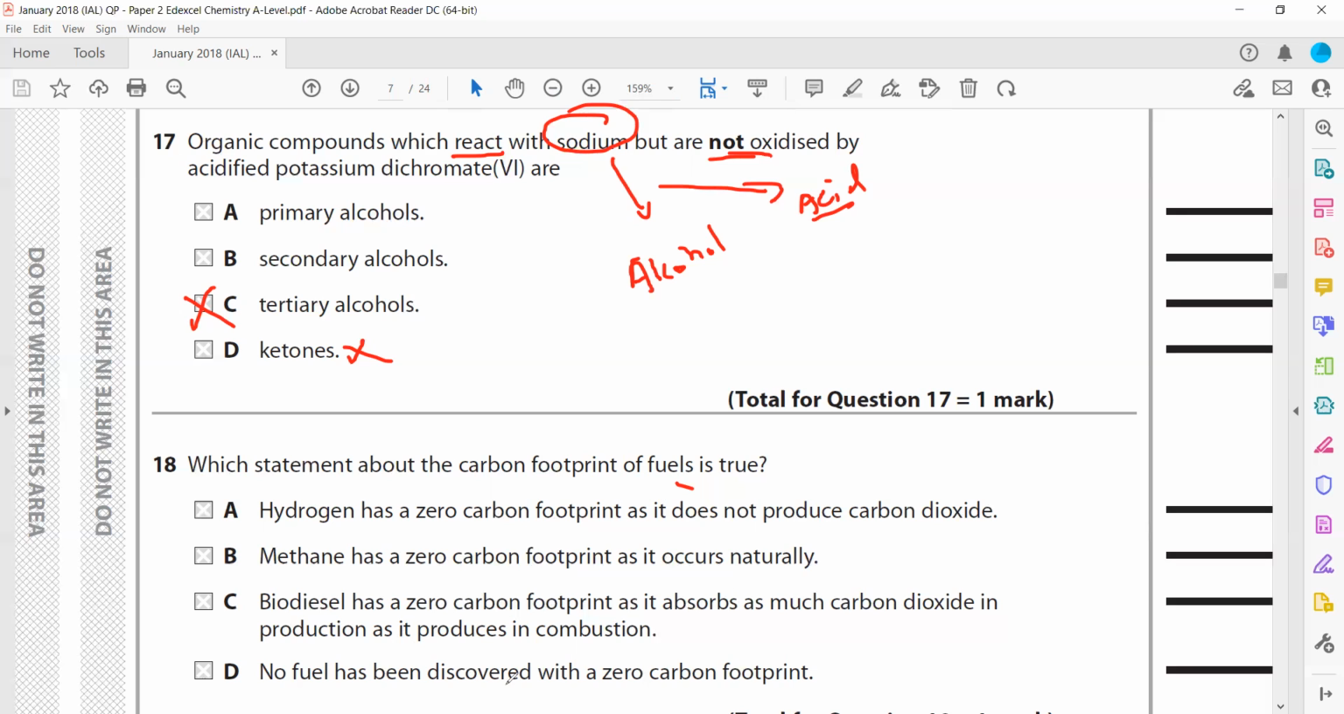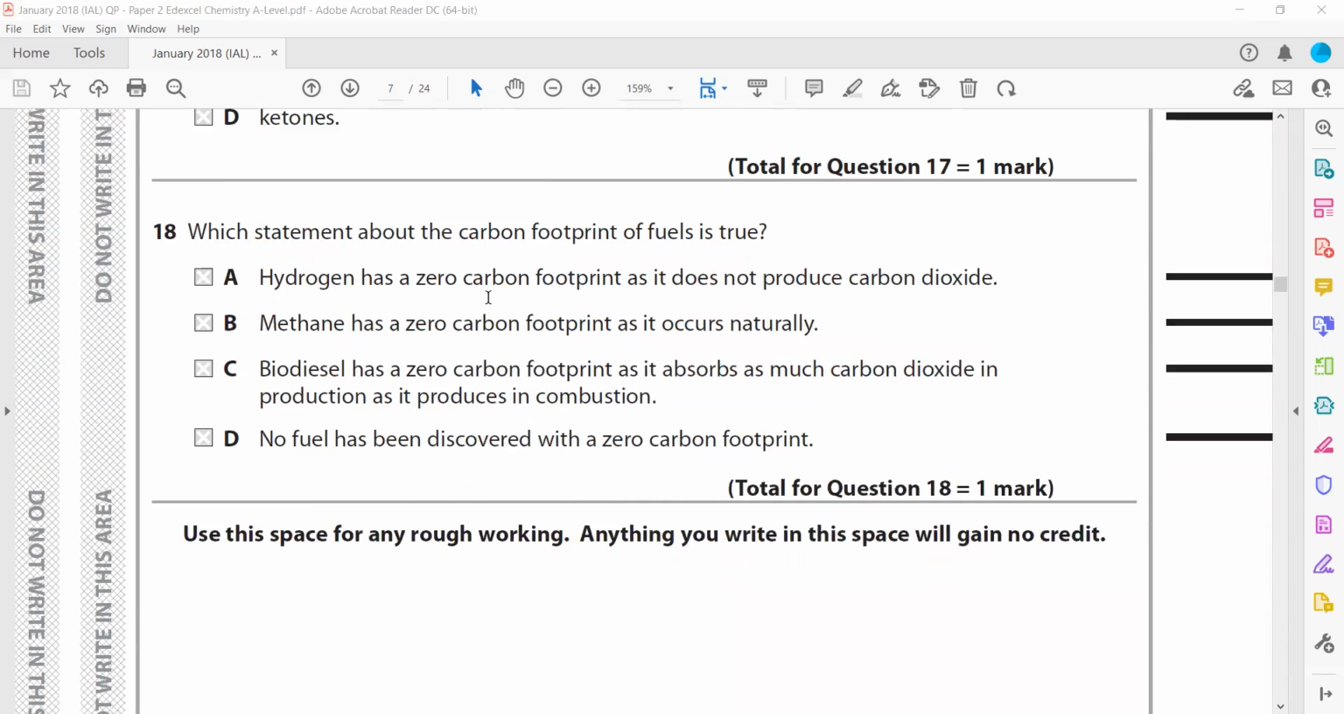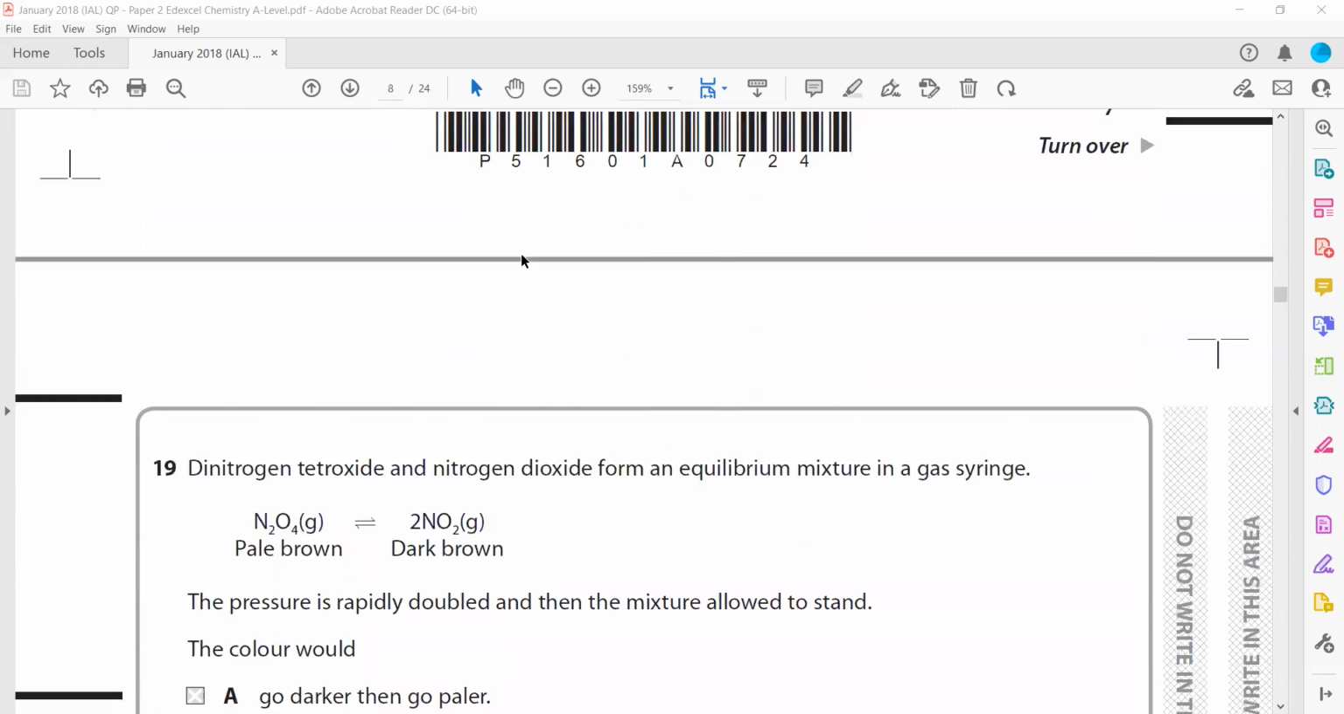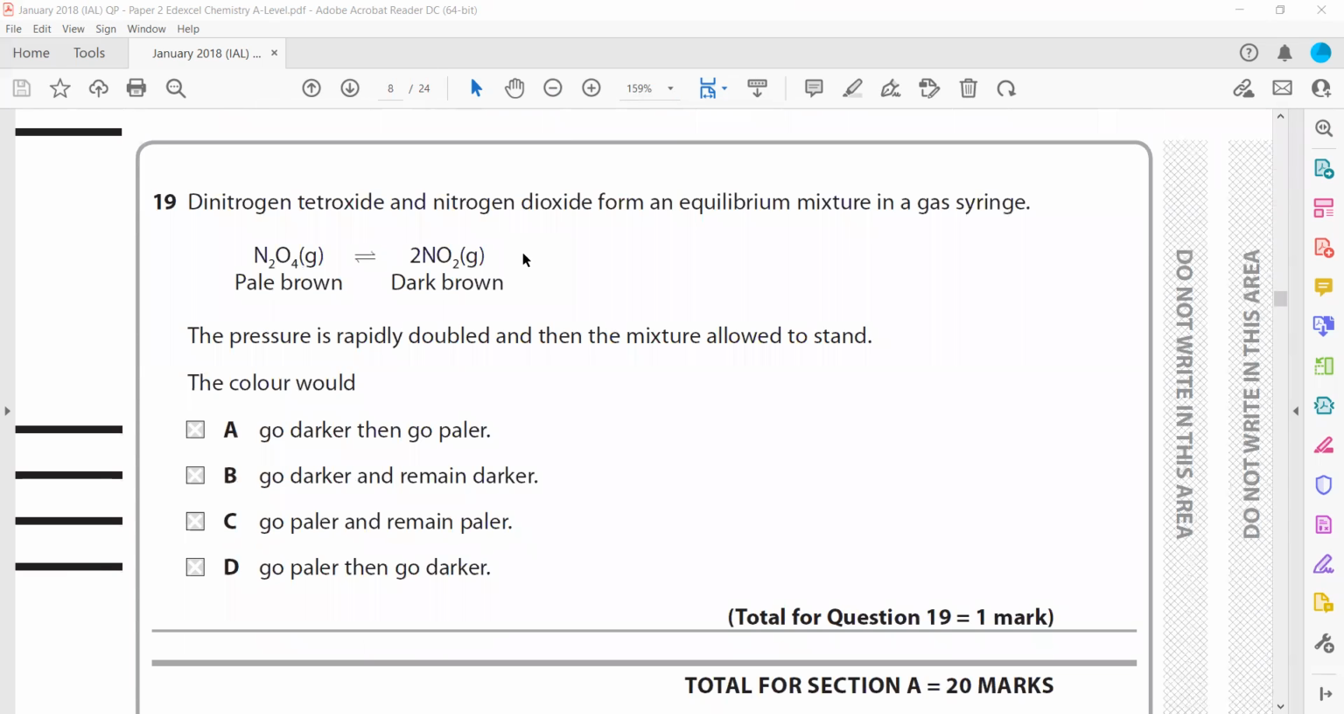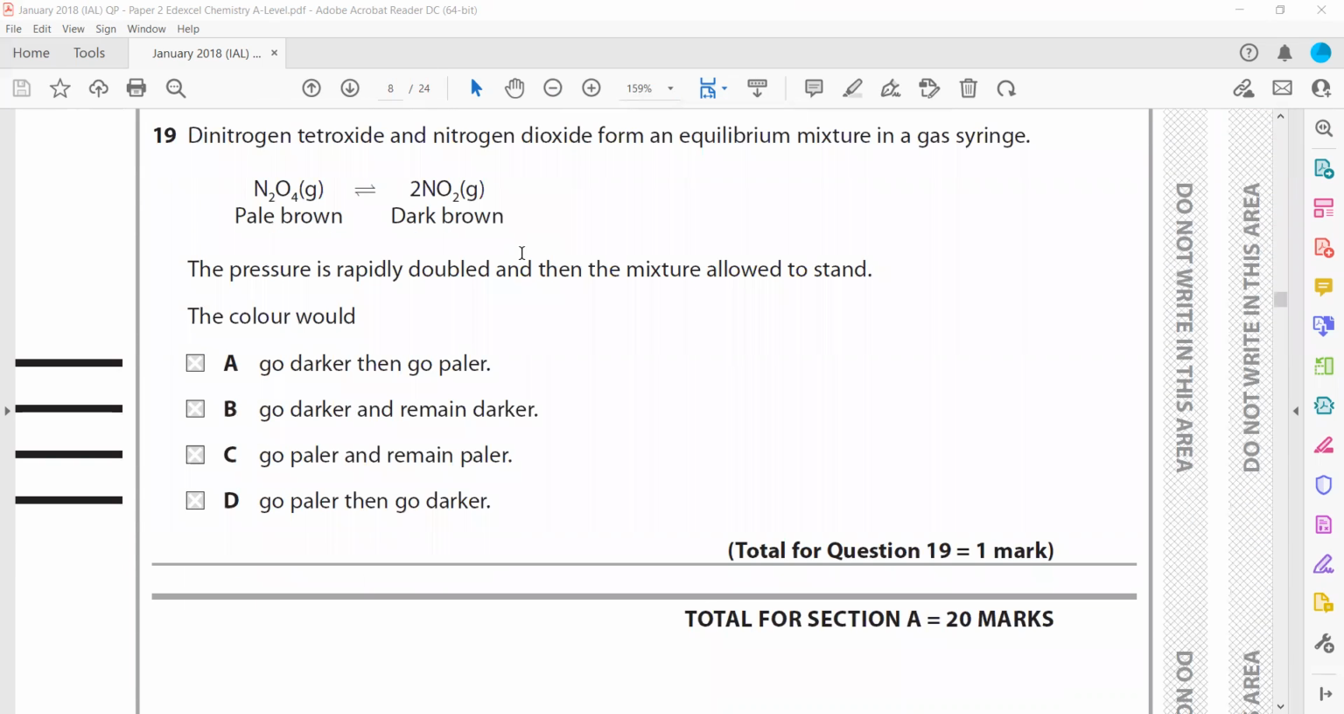So any kind of fuel which we use will have a carbon footprint. So no fuel has been discovered with a 0 carbon footprint, because even though hydrogen is not producing carbon dioxide, when we transport hydrogen, we are using vehicles which are using a hydrocarbon, and that is not a carbon neutral fuel. So theoretically we can say carbon neutral, but practically there is no fuel which has a zero carbon footprint.